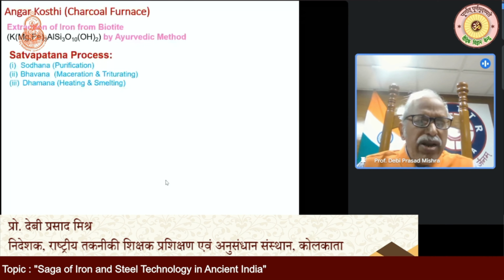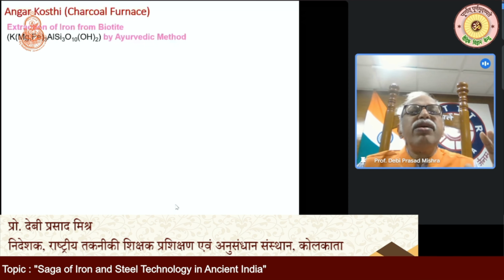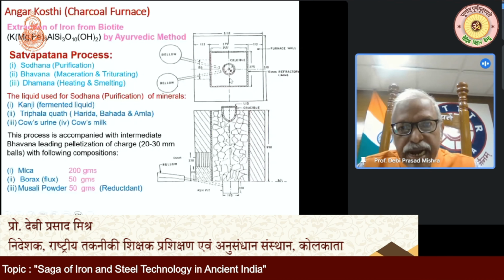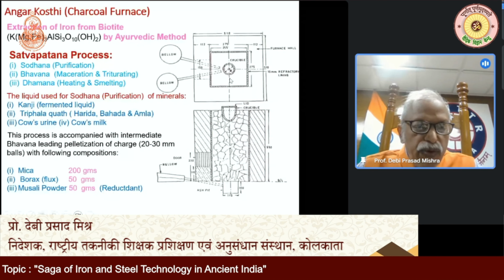I'll talk about one very important thing, which is a very small furnace by which the iron is being produced from the biotite, particularly by the Ayurvedic method, and which is known as the charcoal furnace. And this furnace is a very, very tiny one with the bellows. If you look at it, they use the Sattopatana process, Swadhana, Bhavana, Dhamana, which is basically purification, maceration, titration, heating and smelting.